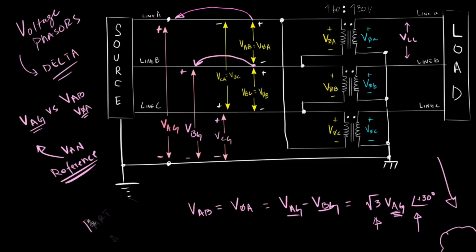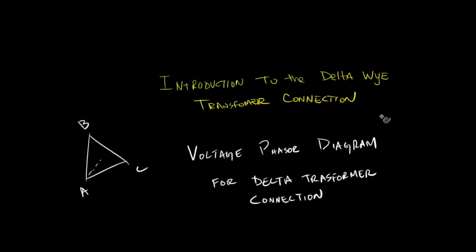In the next part, 6c, we'll go ahead and complete our phasor diagram and show the relationship between these voltages here versus these voltages there. This is Introduction to the Delta-Y Transformer Connection, Part 6c.